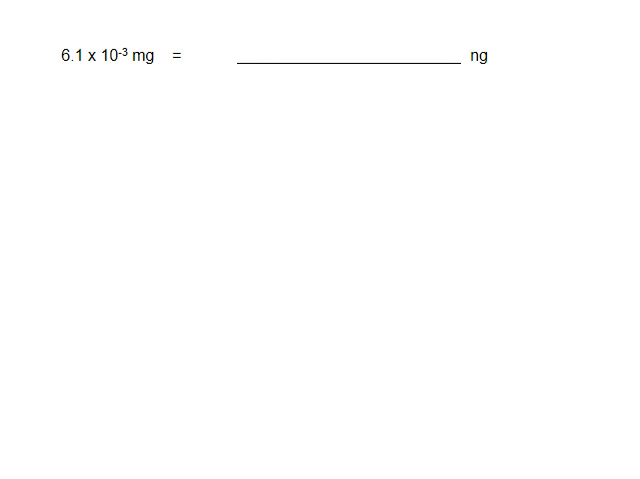This next question asks us to convert 6.1 times 10 to the minus 3 milligrams to nanograms. Again, we look at the units. We're given units of milligrams, which are metric units of mass, and milli is a prefix that we need to worry about. Nanograms are also a metric unit of mass, and we have the prefix nano.